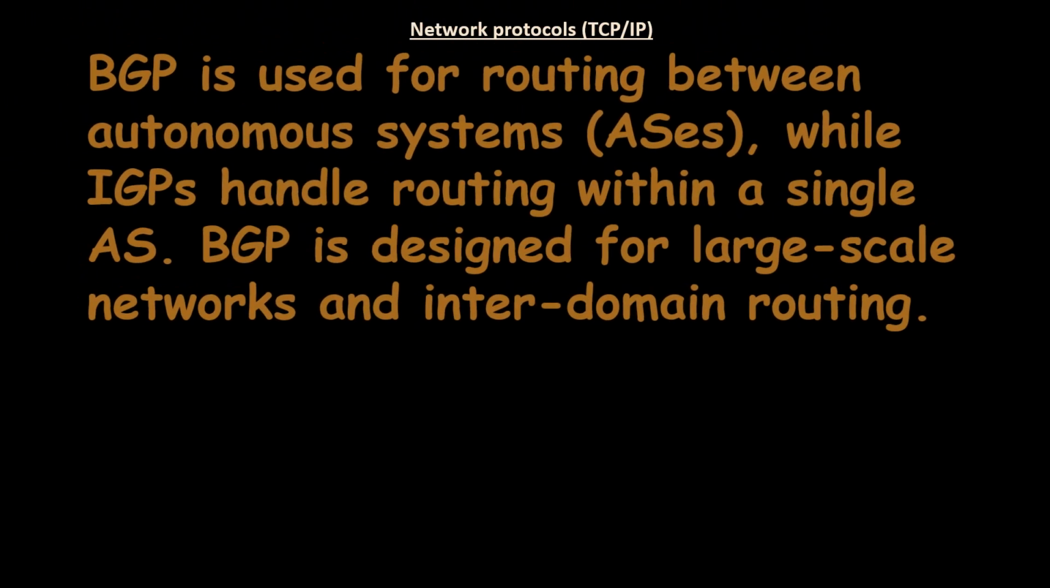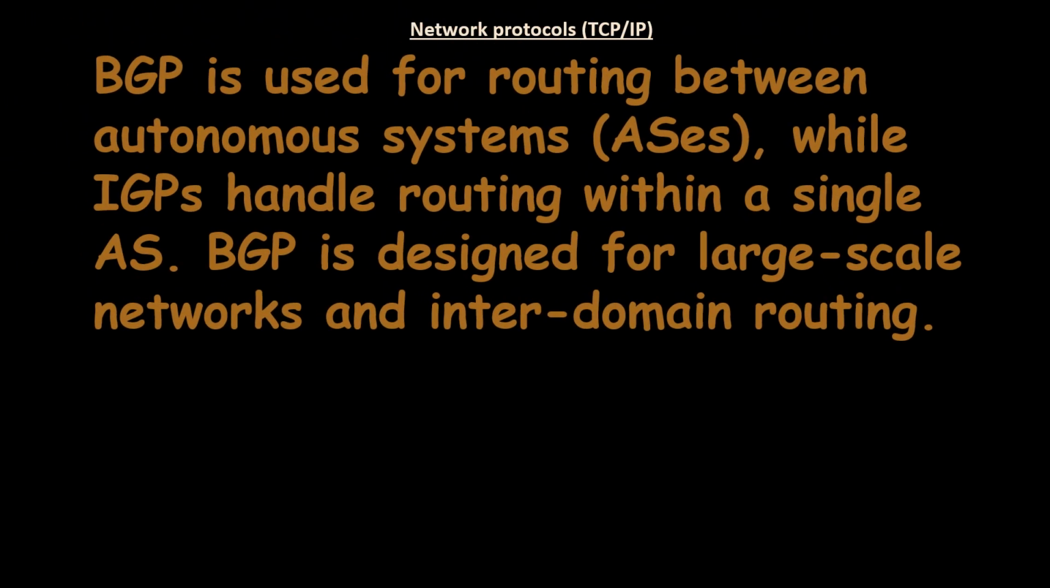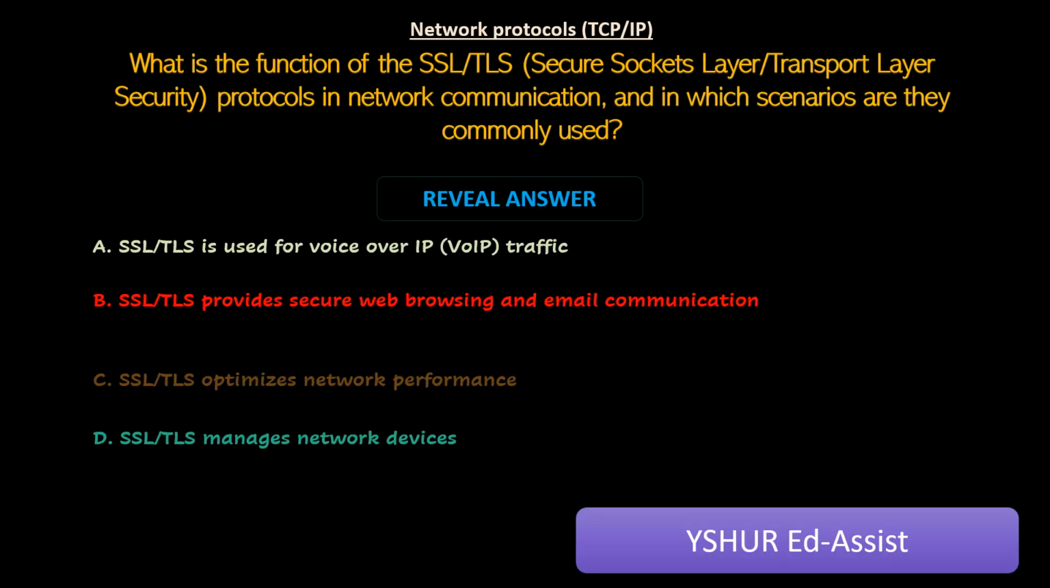BGP is used for routing between autonomous systems, AS, while IGPs handle routing within a single AS. BGP is designed for large-scale networks and inter-domain routing. What is the function of the SSL, TLS, Secure Sockets Layer, Transport Layer Security protocols in network communication, and in which scenarios are they commonly used?